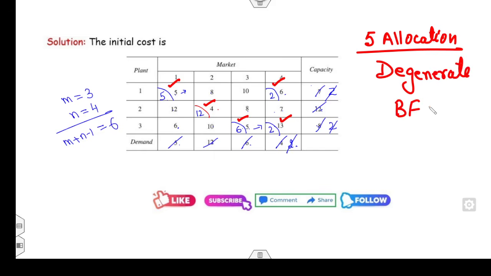And once it is an initial BFS, you can find the initial cost as well. 5 into 5, 2 into 6, and so on. Find the last number, plus 26 is the right answer of the problem.